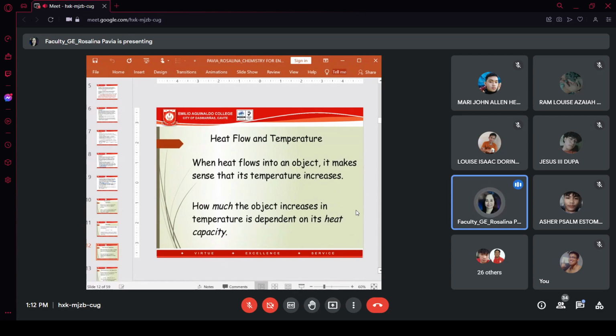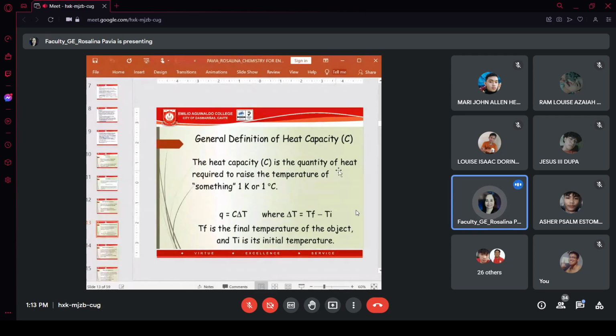So, what did we say about heat capacity before in term of part 1? Still remember yung specific heat capacity? Meron pa tayong table for that for a specific substance like ice, liquid water, gases such as air. Meron tayo niyan, di ba? Pinakita ko pa yung table sa inyo. Okay. So what is heat capacity? The heat capacity is the quantity of heat required to raise the temperature of something 1 Kelvin or 1 degree Celsius.